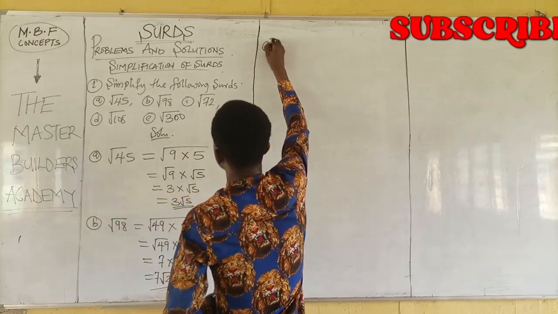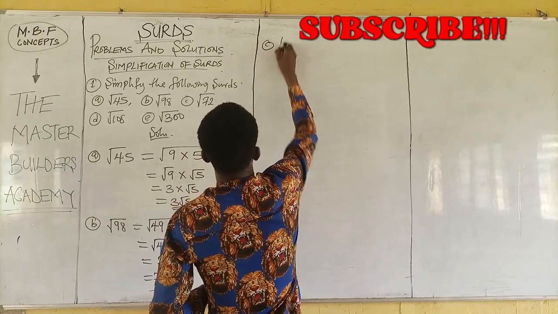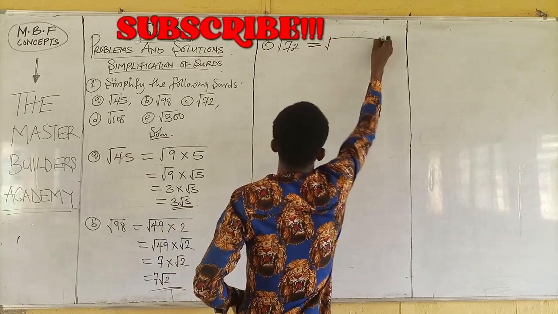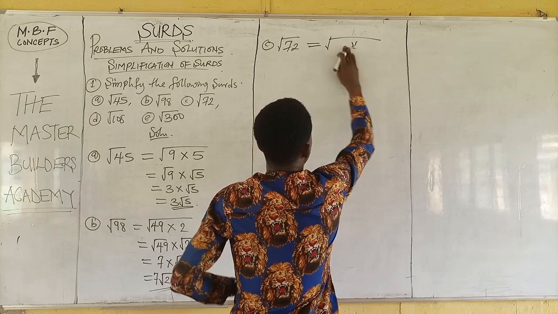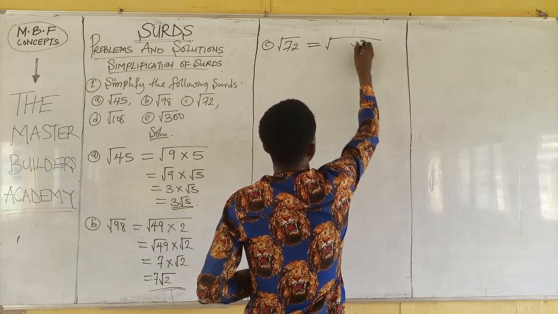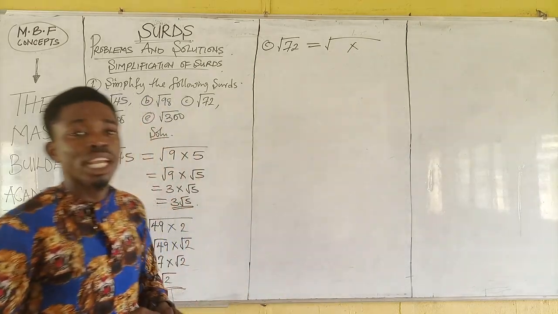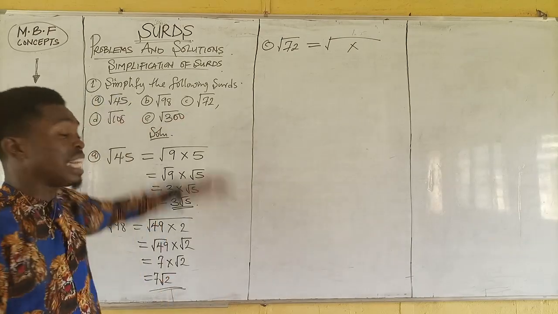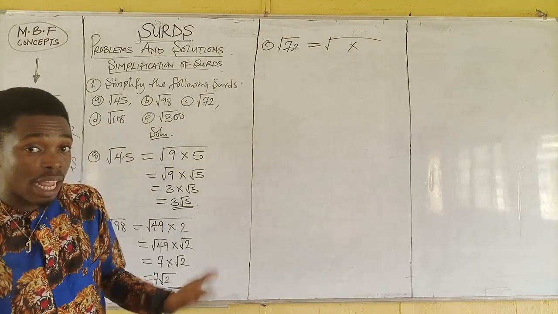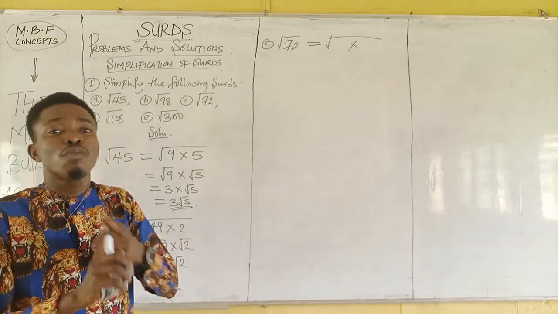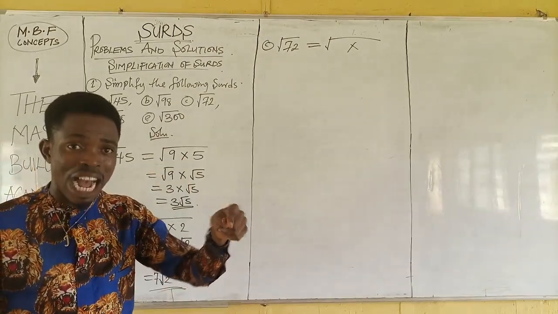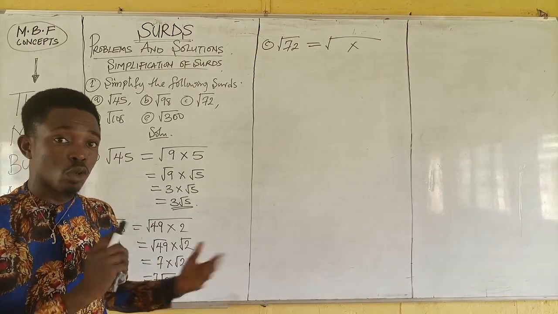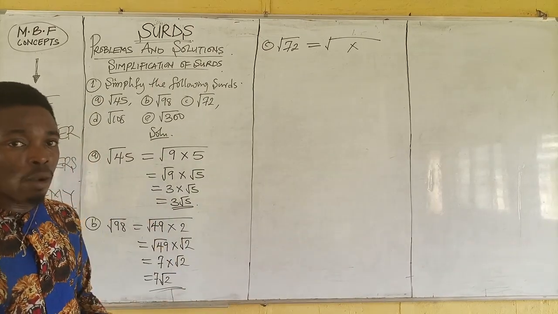Now, we have C, and we're told that the square root of 72 is equal to the square root of two numbers. So we are going to find two factors such that their product will give us 72. Why are we doing this? We already know that 72 in itself is not a perfect square. But we believe that there are two factors that will give us 72, and one of those factors must be a perfect square. And that's the reason why we are trying this trial and error method, right?